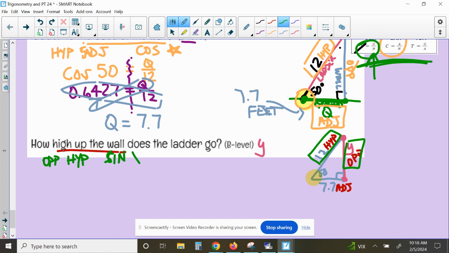Okay, so what are we going to write underneath there? Sine 50. You just have to listen to me because I can't write. So sine 50. Then what? Equals the fraction, which is opposite over hypotenuse, which is y over 12. Okay, I'm back. So sine 50 equals y over 12.